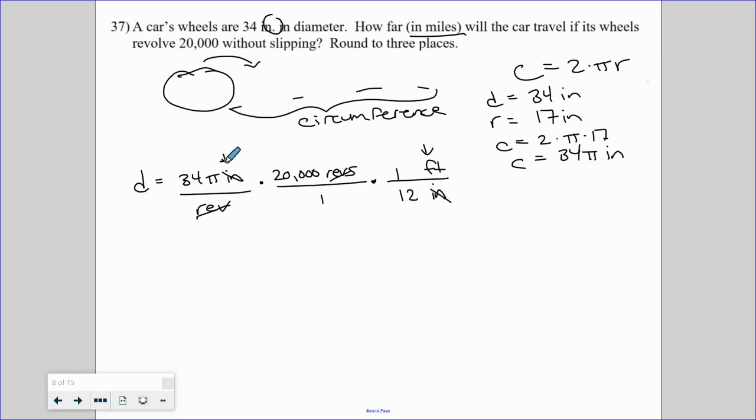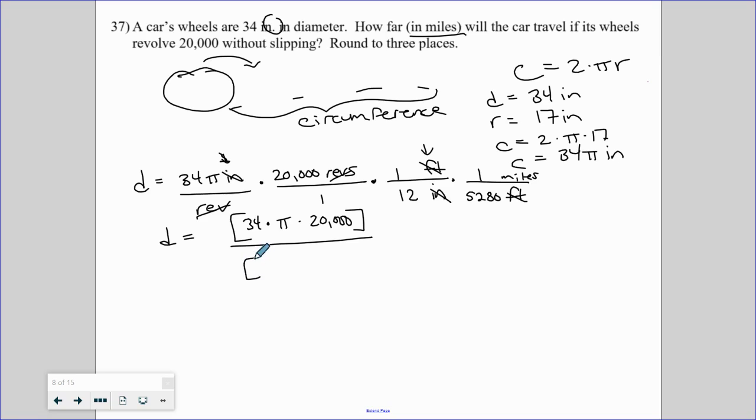Inches are gone. Now I want to go to miles. Well, I want miles, so miles will have to be on top and feet will have to be on the bottom so that my feet can cancel. I have 5,280 feet for each mile. So the math is just taking on top, we have 34 times pi times 20,000. On the denominator, make sure you use parentheses.